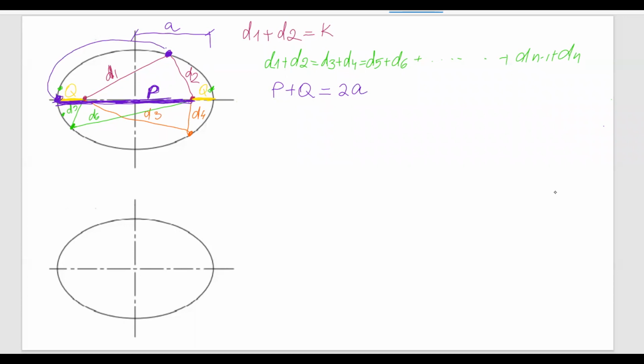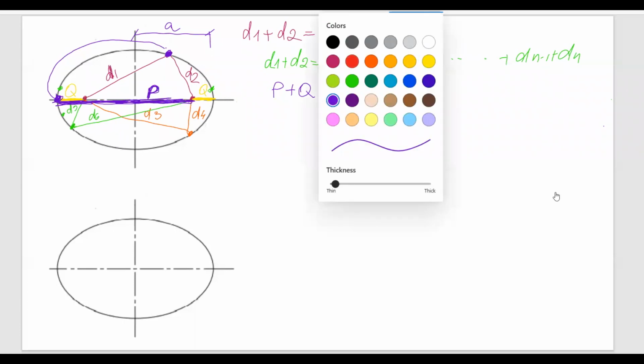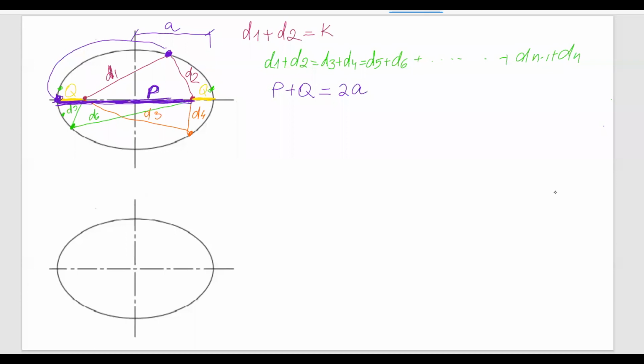Let's see what happens to D1 and D2 if I do that. So if I take that point and take it all the way to the vertex, imagine how D1 is going to become Q and D2 is going to become P. So if I drag this point over here, D1 is going to be equal to Q and D2 is going to be equal to P.